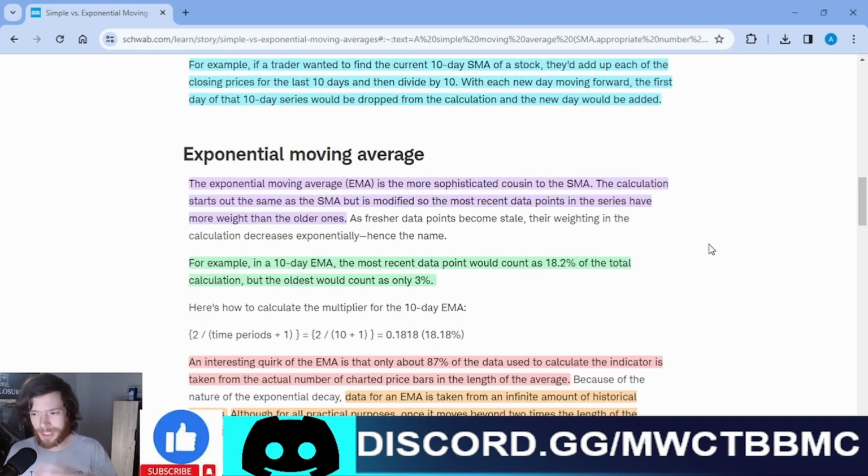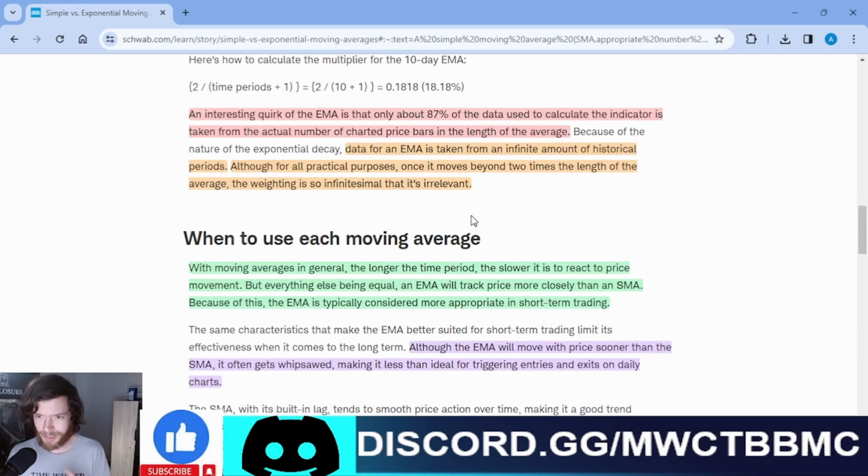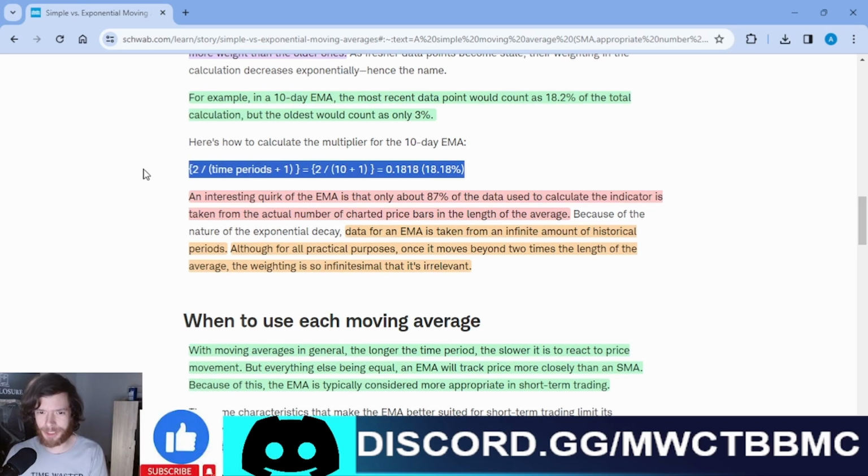Exponential moving averages are a little bit different. The exponential moving average is more sophisticated than the SMA. The calculation starts out the same, but it's modified so the recent data points in the series have more weight than the older ones. Because of this, it can be a little bit different as support and resistance, and we will show the differences. For example, in a 10-day EMA, the most recent data would count as 18.2% of the total, but the first would only count as 3%. So here's the calculation if you're interested.